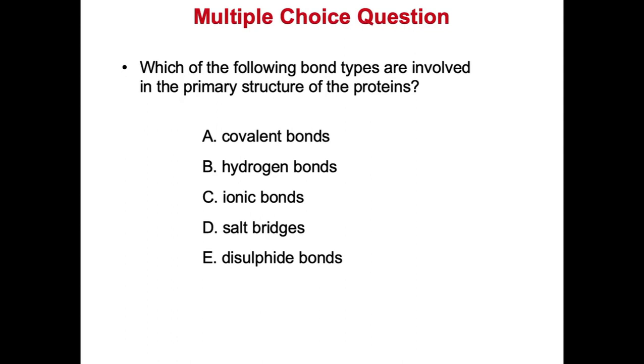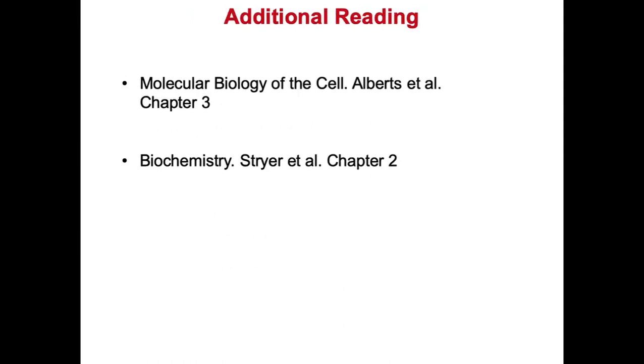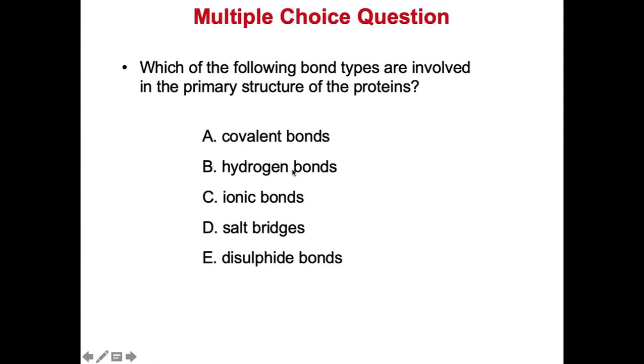Okay, so I'm now going to reveal the answer. Which of the following bond types are involved in the primary structure of proteins? The answer is A, covalent bonds.